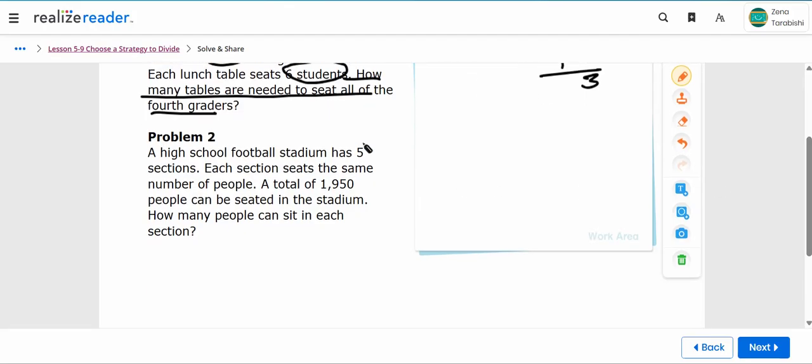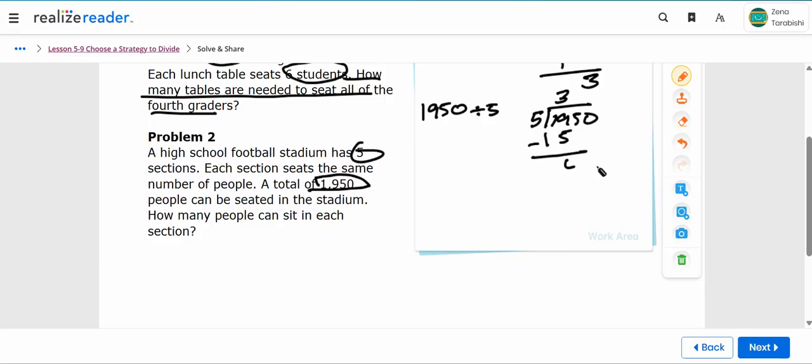For problem 2, we know there's 5 sections, so that means it's being split apart. 1,950 people. How many people can sit in each section? So 1,950 divided by 5. So 5 can go into 19. How many times? Well, since I know 5 times 4 is 20, I know that 5 times 3 will get me 15. And I can get my 4 right there on the bottom.